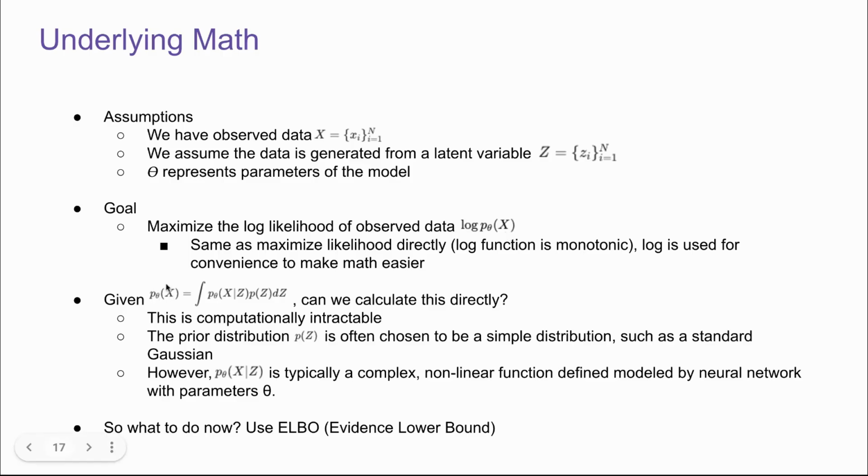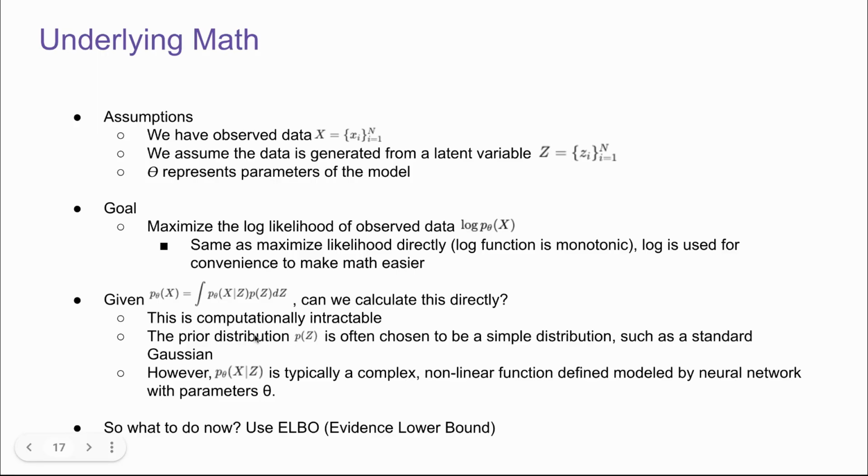So given the p(x) integral representation, can we just calculate this directly? This is a very good question. However, this is computationally intractable. The prior distribution p(z) is often chosen to be a simple distribution. In this case, it's usually standard Gaussian.